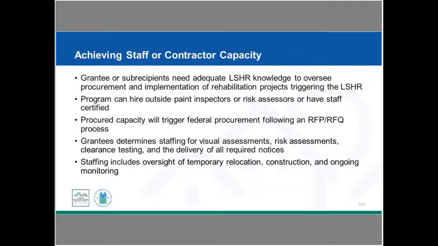Keep in mind that in many cases we're going to have federal procurement requirements, and so as we mentioned last week, you may be issuing a request for proposal or request for qualification, and need to allow adequate timing. If we're going to procure and hire some of that capacity, we need to make sure that we've timed it so that it's in place. And then determine who's going to be handling things like the visual assessment and the risk assessment. We talked about needing third-party clearance testing. And then simple things like, within 15 days, a notice of disclosure needed to be provided. Who's going to be responsible for doing that?